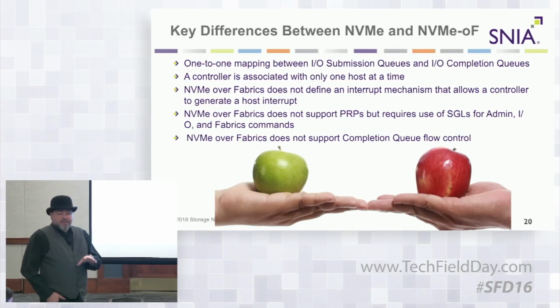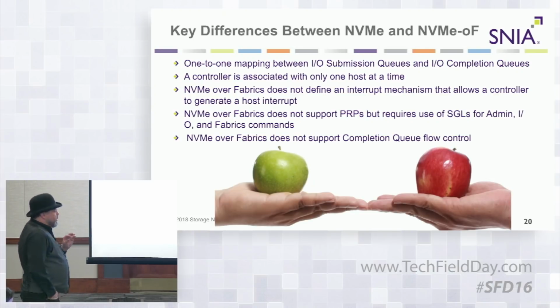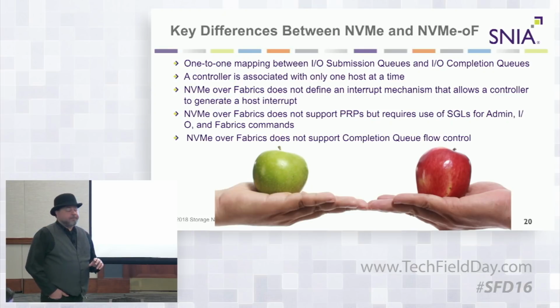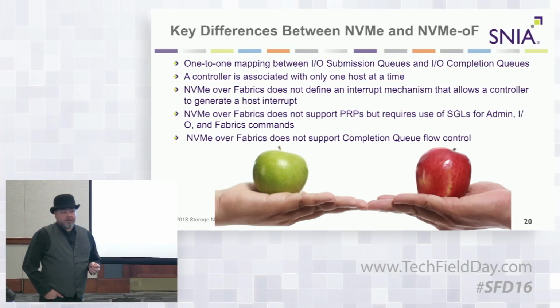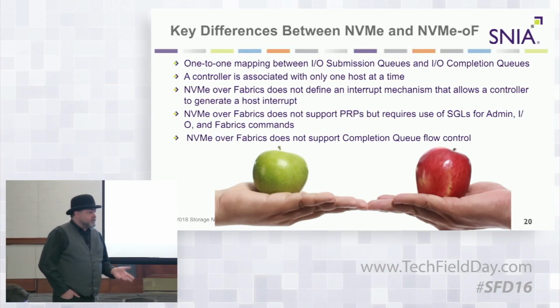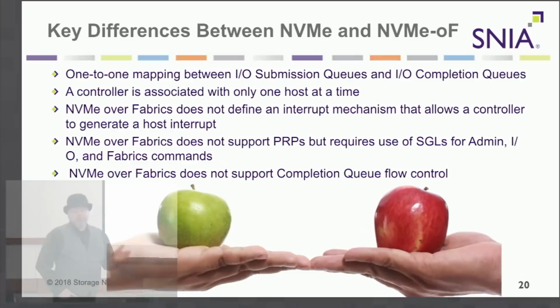First of all, I already mentioned one of it, which is that you basically have a one-to-one mapping between the IO queues from a host to a corresponding target. And because of that, the controller is really only associated with one host at a time. Now, this may change in the future. These are not necessarily set in stone forever and ever, but as far as the base spec is concerned and the NVMe over Fabrics 1.0 spec is concerned, this is the way that everything is starting off, probably for simplicity's sake.